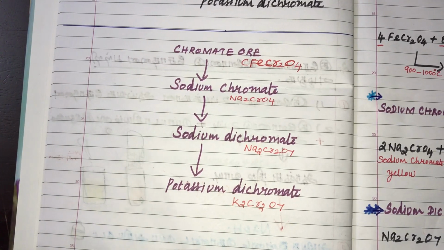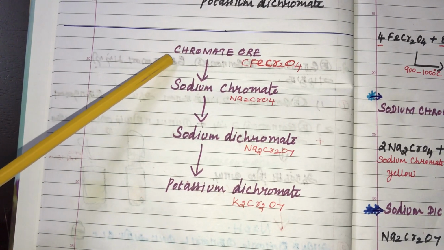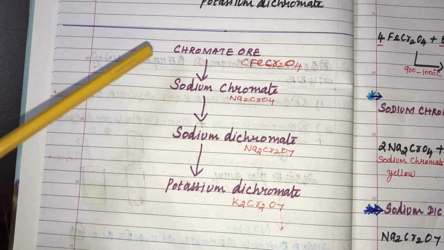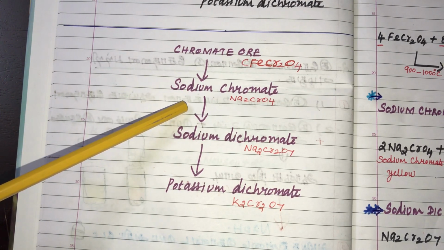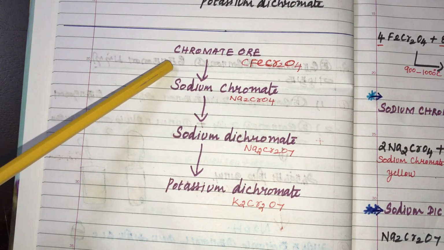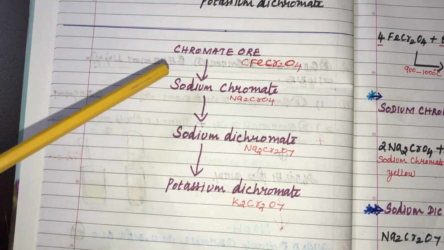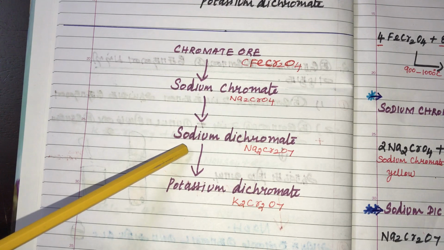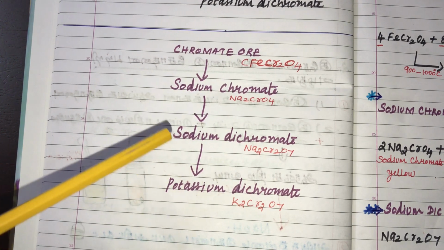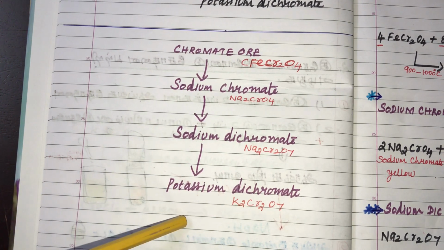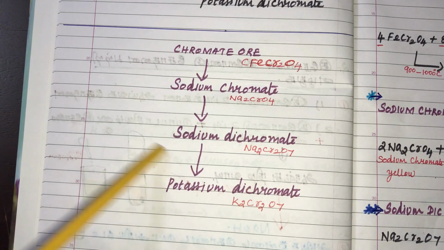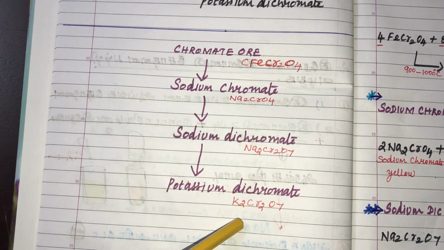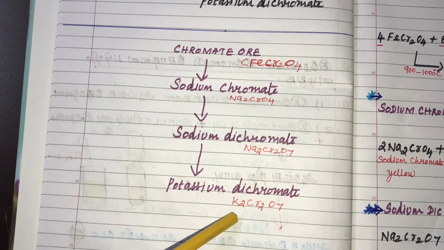To memorize easily, we can see this chromite ore FeCr2O4. First it is converted to sodium chromate by treating with lime and sodium carbonate. That on treatment with sulfuric acid gives sodium dichromate. The sodium dichromate on treatment with potassium chloride gives potassium dichromate. From the hot solution, on cooling, we get crystals of potassium dichromate.